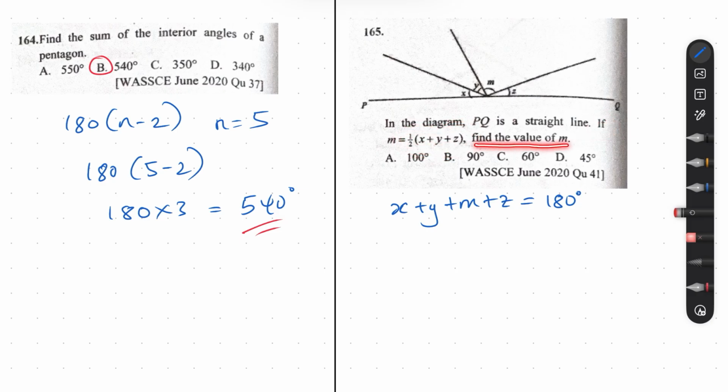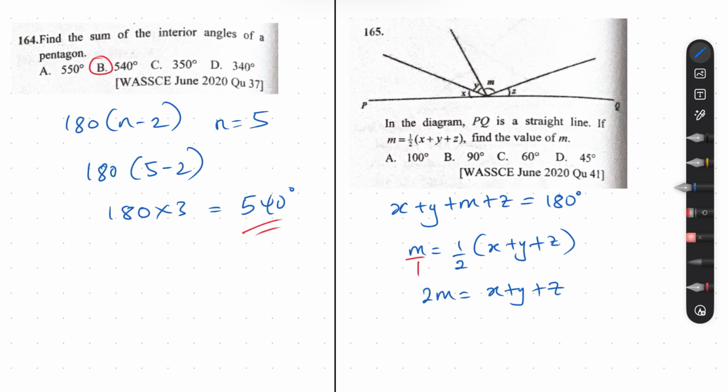Now the question says, if m is equal to half of x plus y plus z, then we should find the value of m. So let's write that down. m is equal to 1 over 2 multiplying x plus y plus z. Okay, so now if we simplify this, we can do cross multiplication. So we have this to multiply this and this to multiply this. Okay, that means we have 2m equal to x plus y plus z.